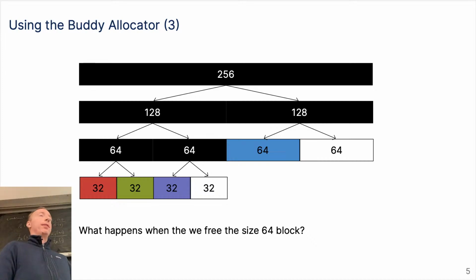Yep. You can just use the last available 64. We're freeing it. So we're going to free the blue one. Yep. It would become a 128 block. Yeah. So I'd free the blue one, and now it would check its buddy. So its buddy's now free, so they can merge back together.